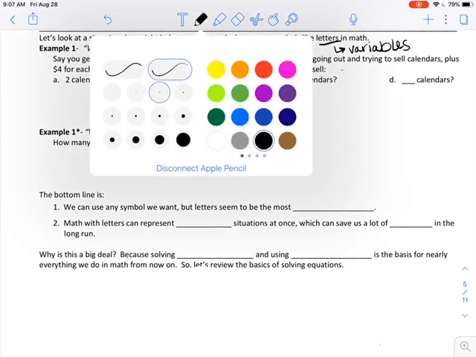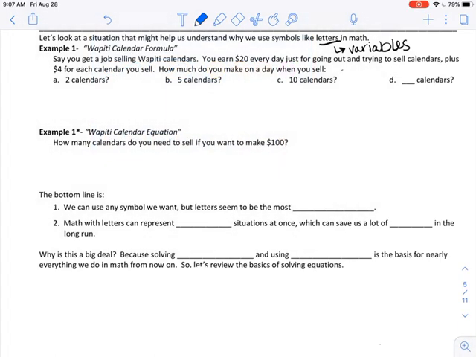Well, let's go ahead. I feel like a different color. Let's go blue. And we first make $20 just for going out. And then we're selling 2 calendars, and each of those calendars costs $4. So 20 plus 2 times 4. 2 times 4 is 8, plus 20 is 28. For 5 calendars, same thing. We'd still make $20 just for going out. But this time we sold 5, so 5 times 4 would equal 20, plus 20 is $40.